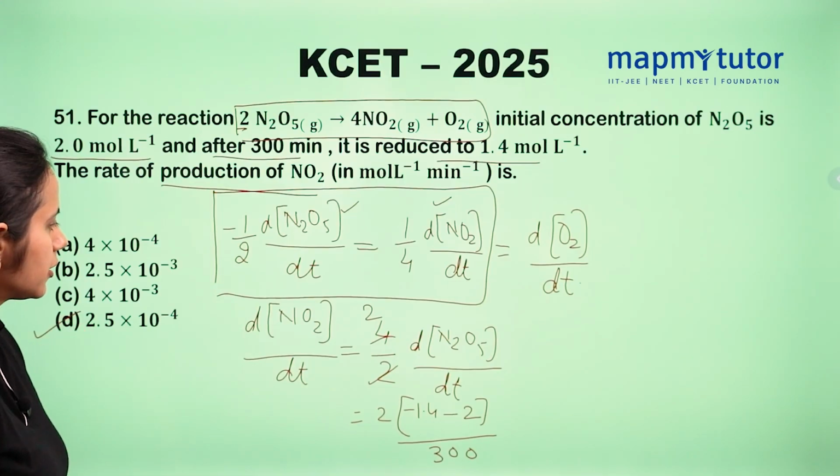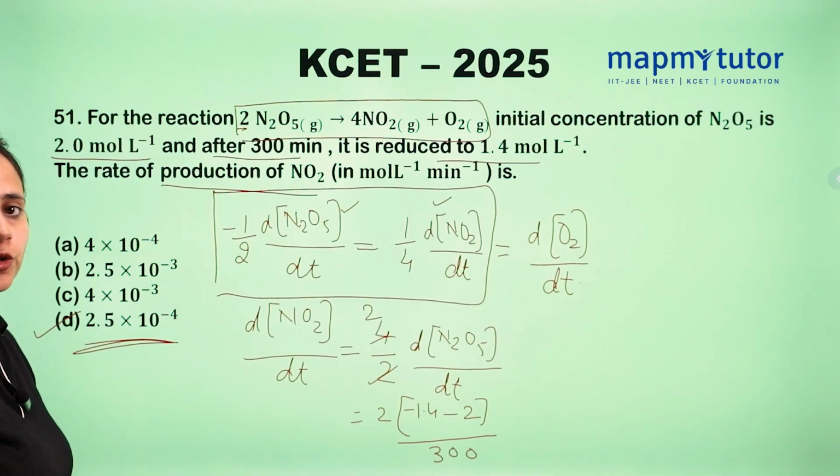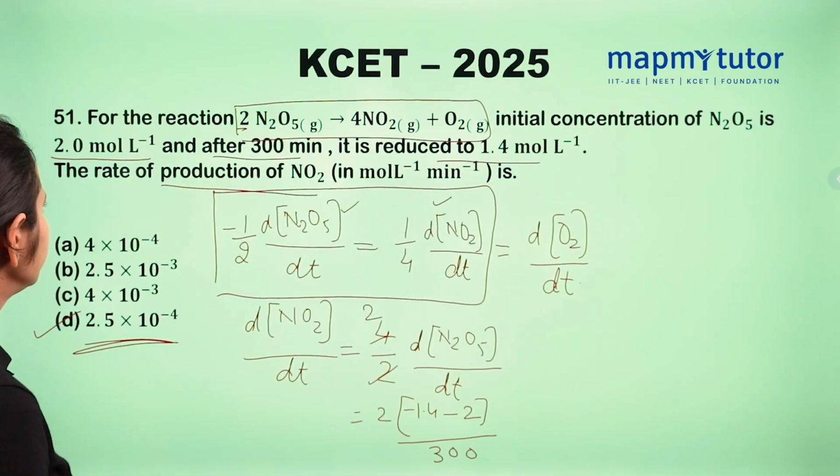Please solve it at home. This is a very simple calculation. You will get the answer 2.5 into 10 raised to power minus 4. Okay.